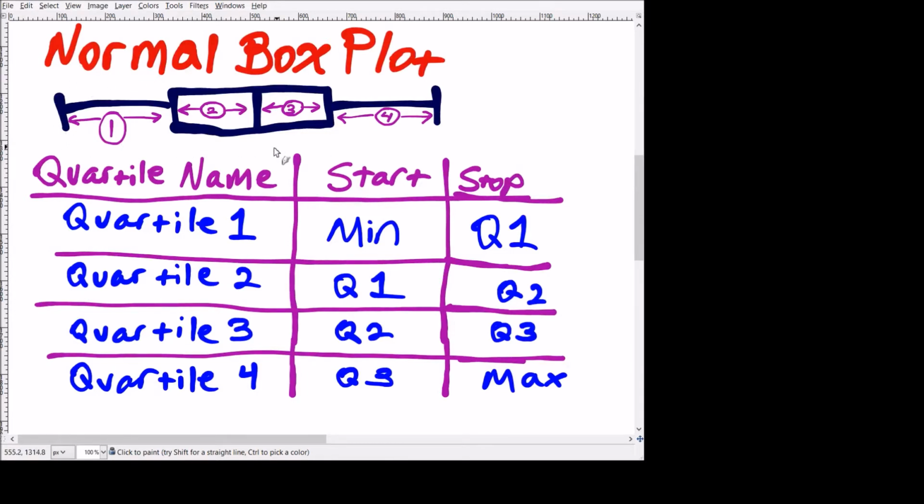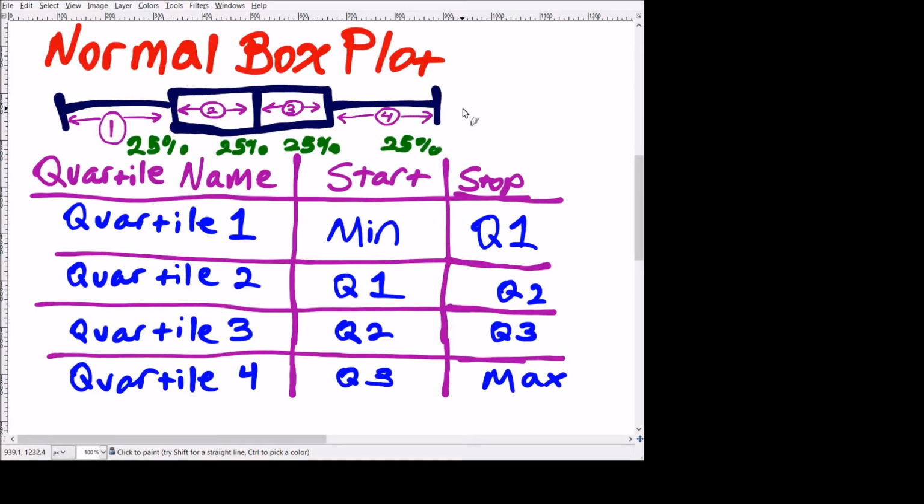This is the general idea that you want to think about with each of the normal box plots that we'll be taking a look at. And the key thing to remember here for a lot of these is that each of these quartiles, quartile 1, quartile 2, quartile 3, and quartile 4, all have exactly 25% of the data in each section of the box plot. So if we were to add up all of the percentages, you can see that this would cover 100% of the data.